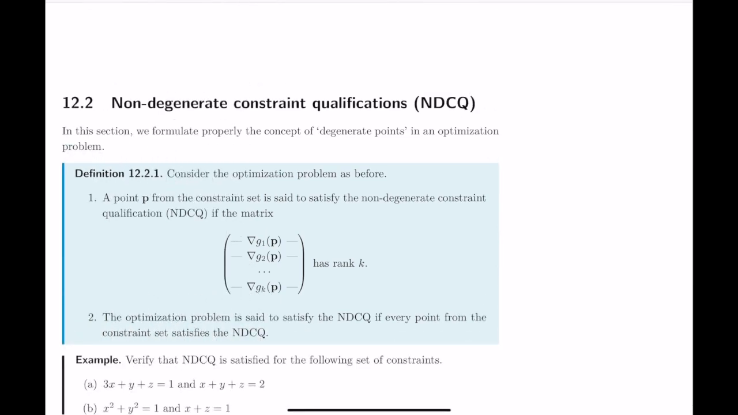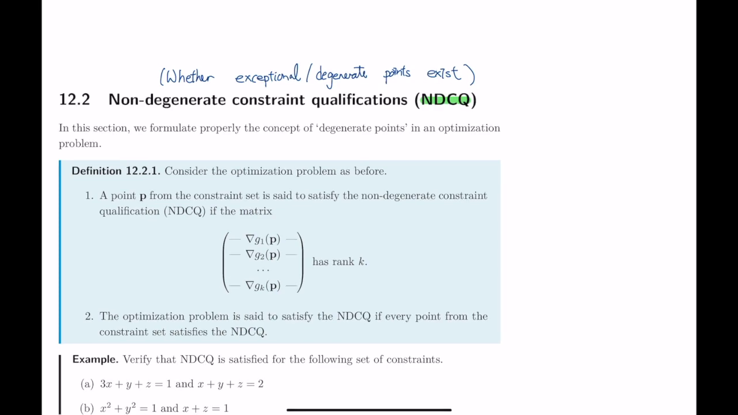Now let us get back to the notes of this week. The next section is called Non-degenerate Constraint Qualification, or in short, NDCQ. Okay, NDCQ. So what is it useful for? This is to tell us whether exceptional, or we call it degenerate, points exist. In particular, we say that an optimization problem passes the NDCQ if no such degenerate point exists.